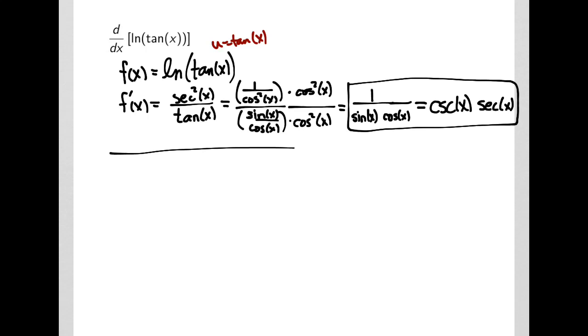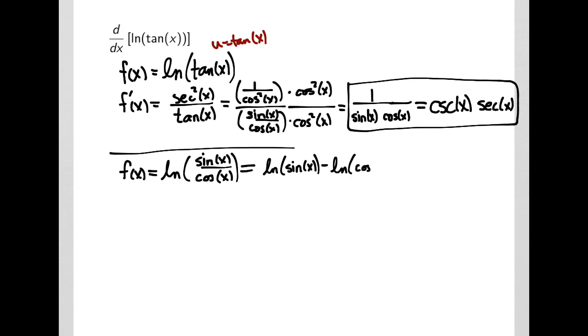Well, the second way to do this problem is to think of tangent. So f of x is the logarithm of the tangent. So that's the logarithm of sine of x over cosine of x. And so by the properties of logarithms, I can split this into two pieces. It's the logarithm of the sine of x minus the logarithm of the cosine of x.